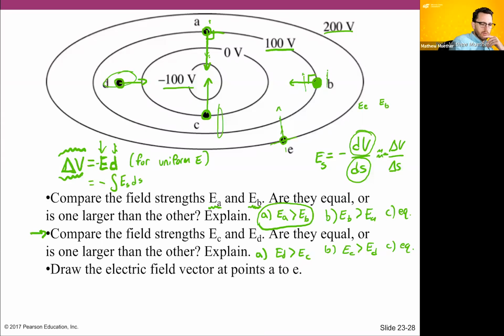Which one's larger? Well, the field lines are more tightly packed here than here. So E_E has got to be stronger than E_B. What about compared to E_C? Well, I can see here the lines are spaced out a little bit more than at C. So E_E has got to be slightly less than E_C. So this one is going to point something like this, but it should be slightly longer, or maybe considerably longer, than the electric field at B, and slightly shorter than the electric field at C.